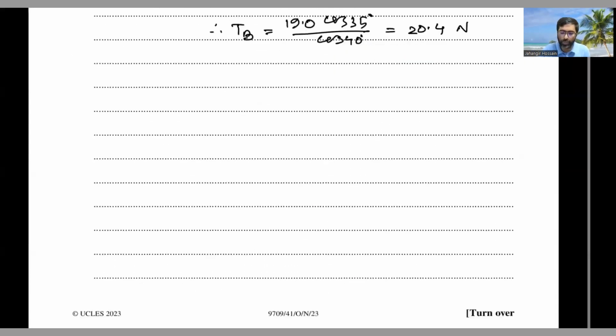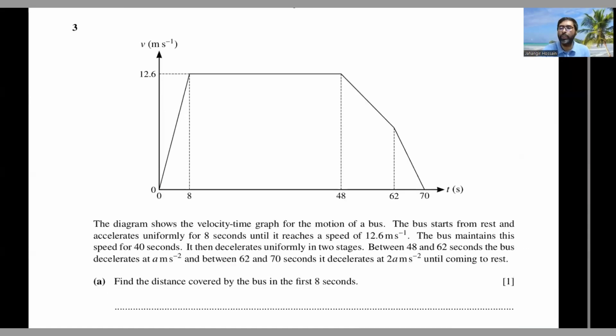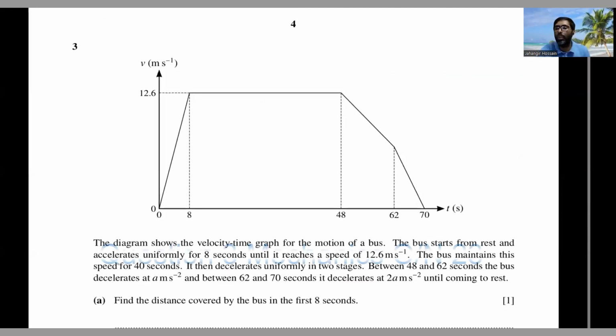Now let's move on to the next question. Question 3. In question 3, the diagram shows the velocity-time graph for the motion of the ball. The ball starts from rest and accelerates uniformly for 8 seconds until it reaches a speed of 12.6 meters per second. The ball maintains this speed for 40 seconds.